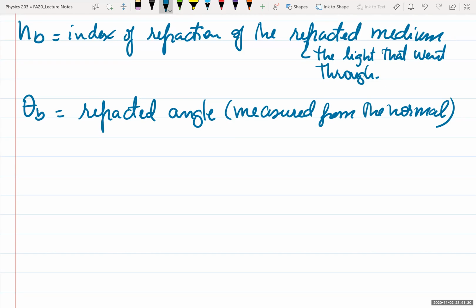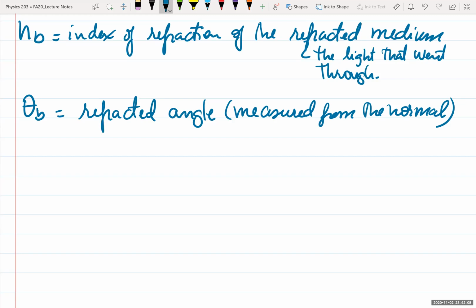Snell's law reads the same whether light begins in the substance with the larger or the smaller index of refraction. So it doesn't matter whether you're going from a small index of refraction into a bigger one, or from a big index of refraction into a smaller one, the law reads the same. It's the product of the index of refraction of the incident medium times the sine of the incident angle, equals the product of the index of refraction of the refracted medium times the sine of the refracted angle.